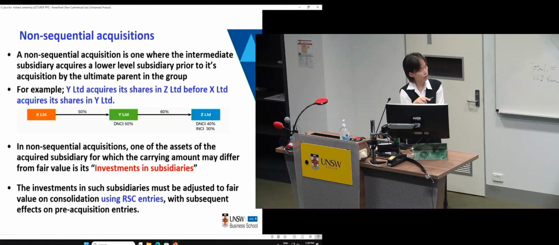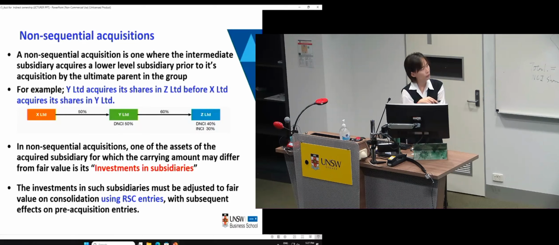Now assuming Y acquired its shares in Z and obtained the controlling interest. Okay. So you can see one of Y's assets is shares in Z, or investment in Z. Now later on, X Limited acquired its controlling interest in Y. Now if Y is identified as acquired in this business combination transaction, we know all of Y's assets must be measured at fair value on the acquisition day. Now this is in accordance with AASB 3, right?